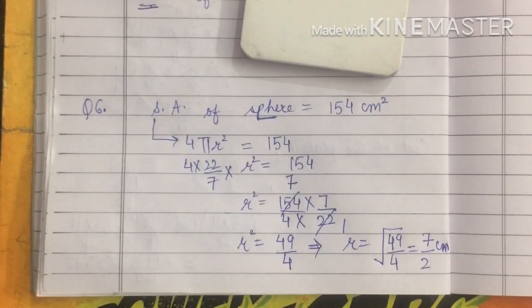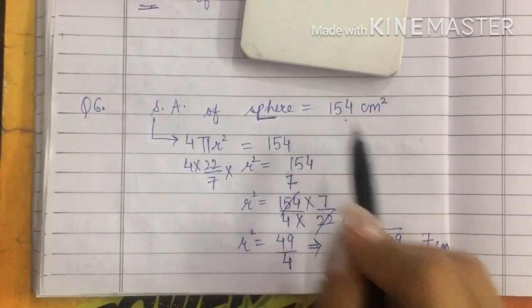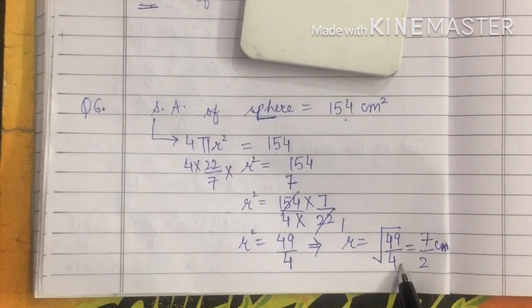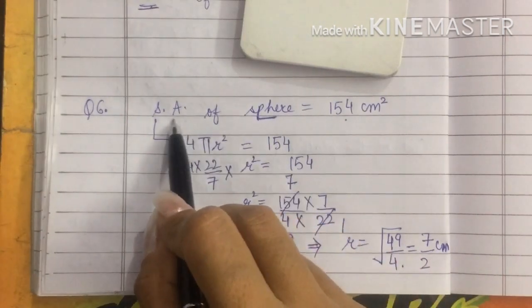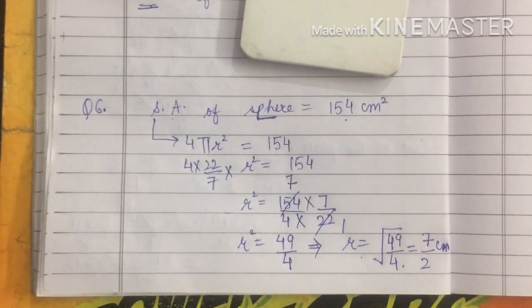Later on in the chapter, you will come across a similar question where the surface area of a sphere is given. Instead of radius, you have been asked to find out the volume. So what you will do, first you use the surface area, find r, and then use r in the formula for the volume and obtain your answer.